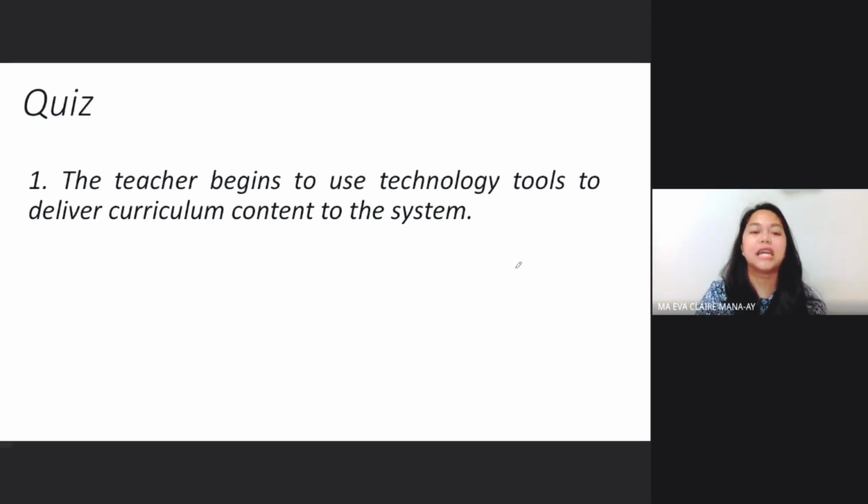Okay, now as you can see here, it says the teacher begins. Okay, the teacher begins. It is the action of the teacher, and so the correct answer here would be entry. Okay, this is entry level. The correct answer for number 1 is entry.